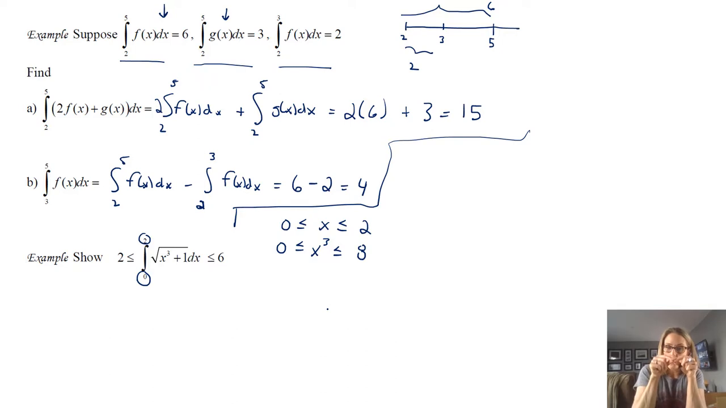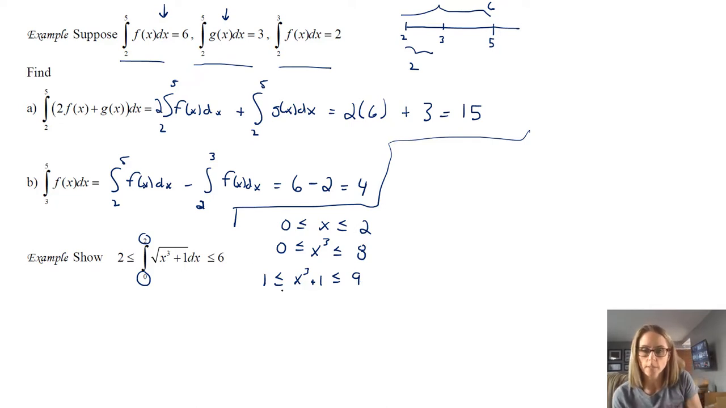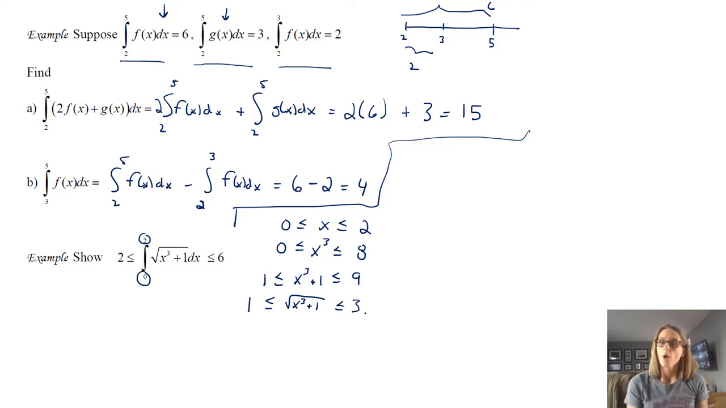Then in my little square root, I have x cubed plus 1, so I'm going to need to add 1, and that's going to give me 9 here. Then I can take the square root, because that's what I need to do to get x cubed plus 1 here, square root of, and so that's going to give me 1 here, and that's going to give me 3 here. However, we're not done, because now we need to integrate from 0 to 2. So hopefully I have enough space here. I just need like 2 more lines. So I'm going to integrate from 0 to 2 of x cubed plus 1.